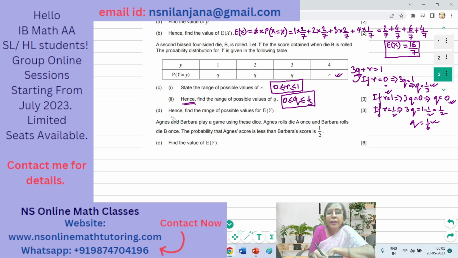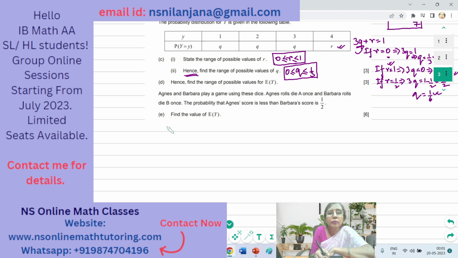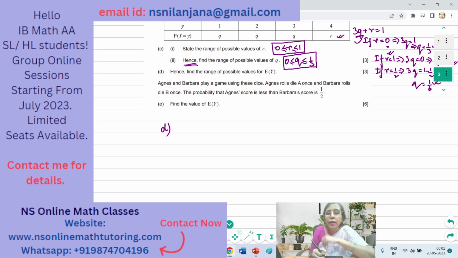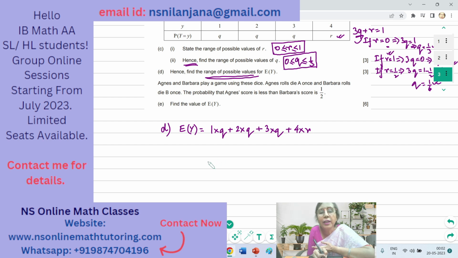Okay. So part D. Hence find the range of possible values of the expected value of Y. The expected value of Y will be 1 times Q plus 2 times Q plus 3 times Q plus 4 times R. And for the range of possible values, we do not know the value of Q and we do not know the value of R.